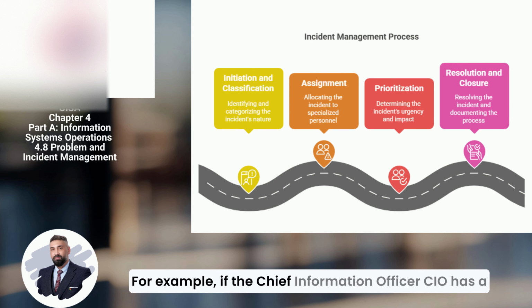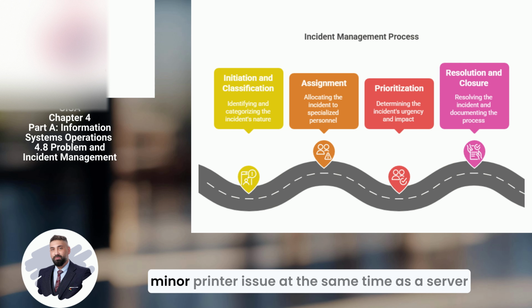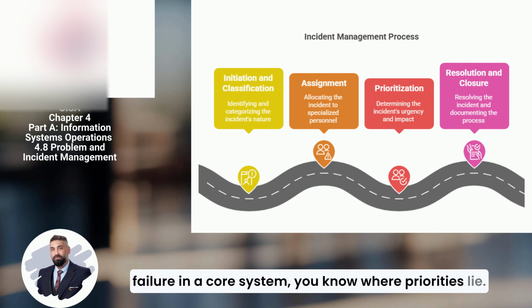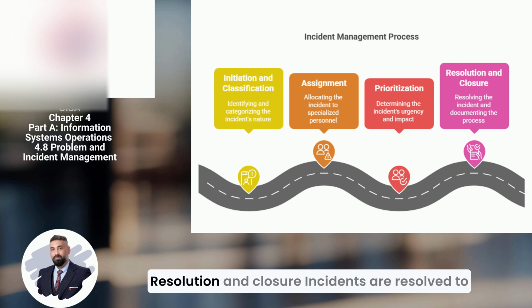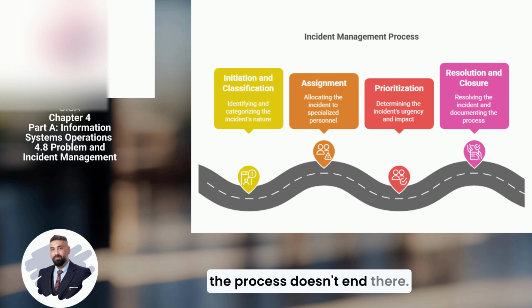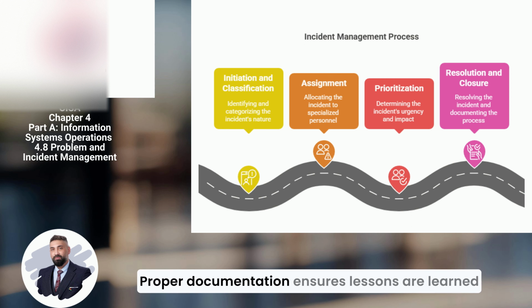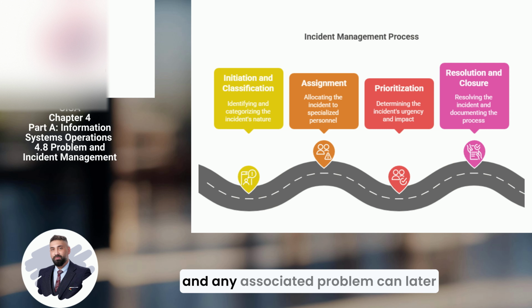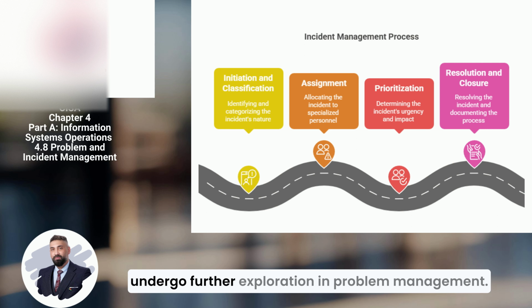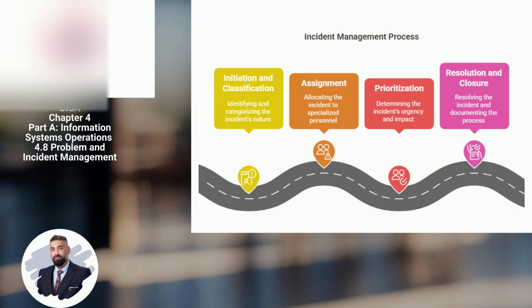For example, if the Chief Information Officer, CIO, has a minor printer issue at the same time as a server failure in a core system, you know where priorities lie. 4. Resolution and closure. Incidents are resolved to restore services as quickly as possible, but the process doesn't end there. Proper documentation ensures lessons are learned, and any associated problem can later undergo further exploration in problem management.